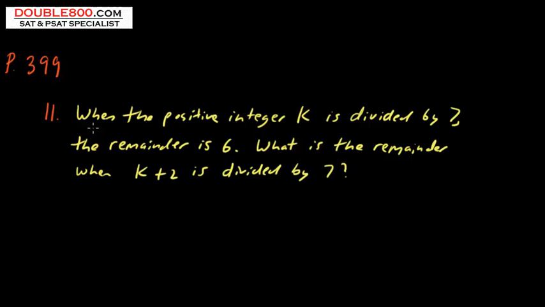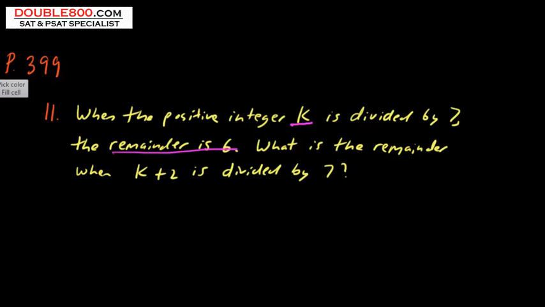So we have: when the positive integer k is divided by 7, the remainder is 6. And now the question goes on, what's the remainder when k plus 2 is divided by 7? So we have lots of variables. These are obviously abstract terms. Everyone thinks better in concrete terms.